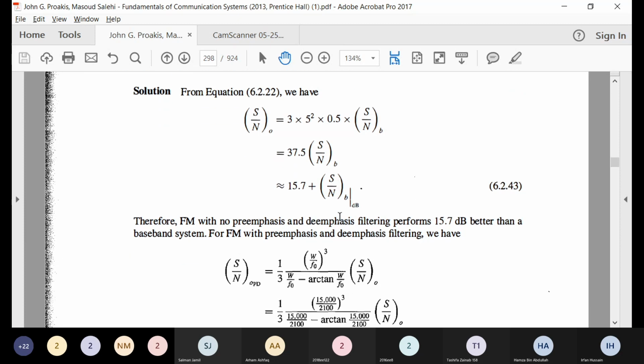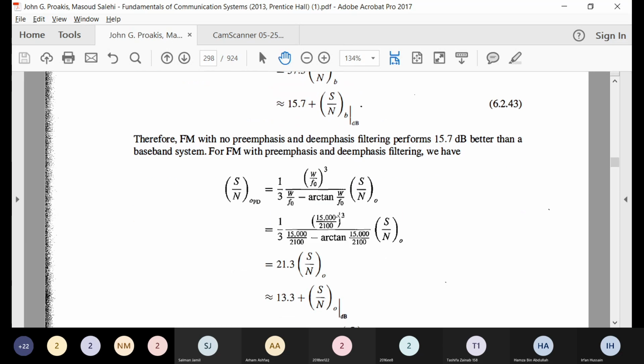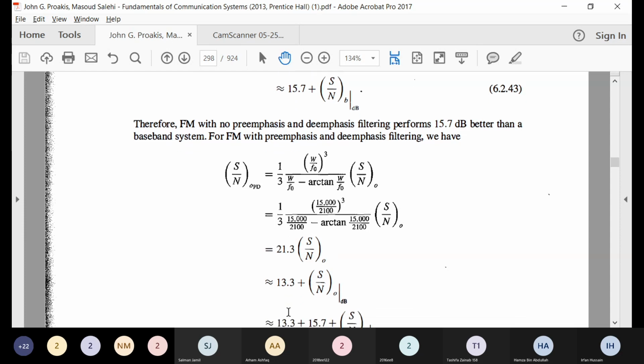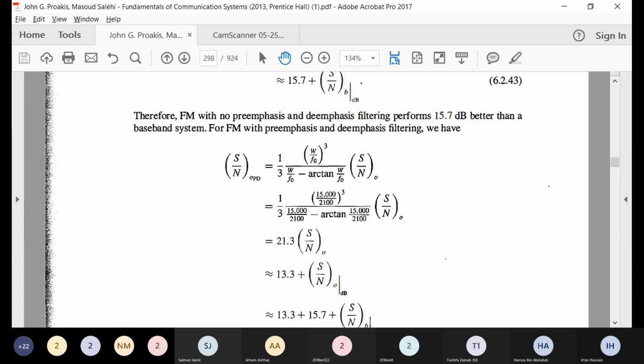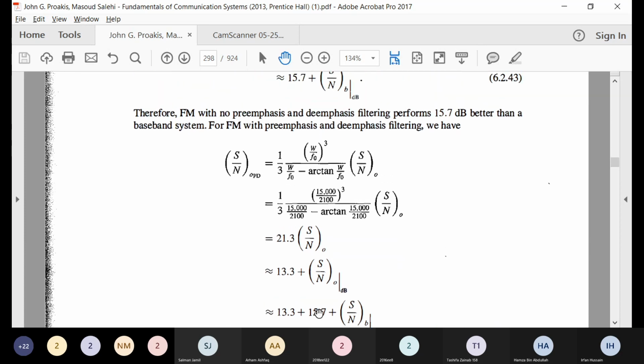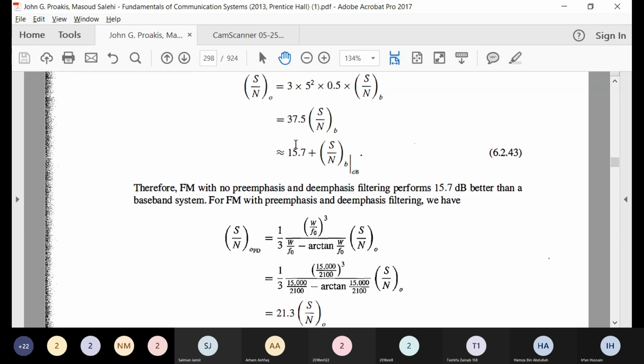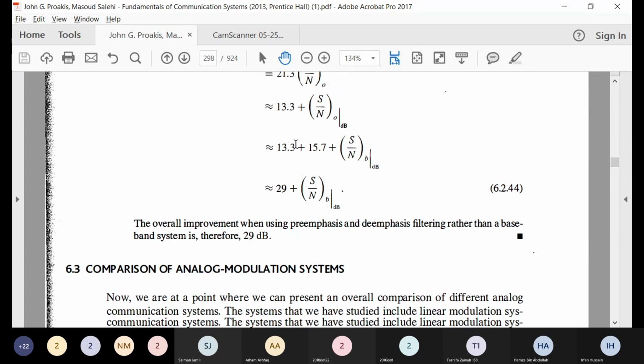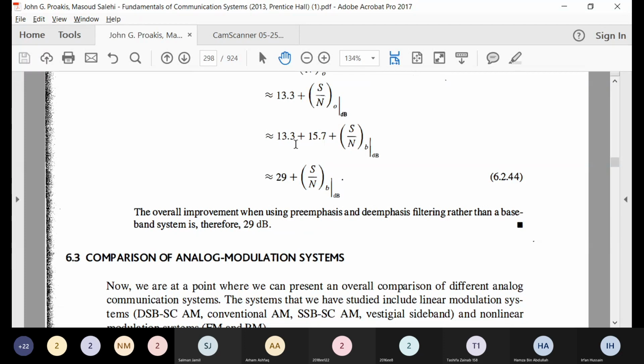But if you use pre-emphasis and de-emphasis, then the signal to noise ratio at the output is multiplied by this thing, because the ratio is equal to this thing, so this comes to 21.3, 13.3 dB. Whatever signal to noise ratio you are getting at the output of the simple FM, this will be plus 13.3. So this was 15.7 plus 13.3. So you will be getting a gain of 29 dB over the signal to noise ratio at the baseband or at the input of the demodulator. Instead of 15.7 for a simple FM, by using pre-emphasis and de-emphasis, you will be getting a gain of 29.